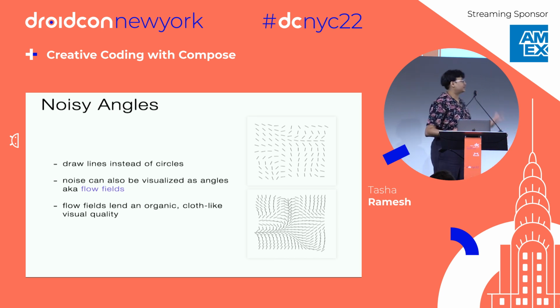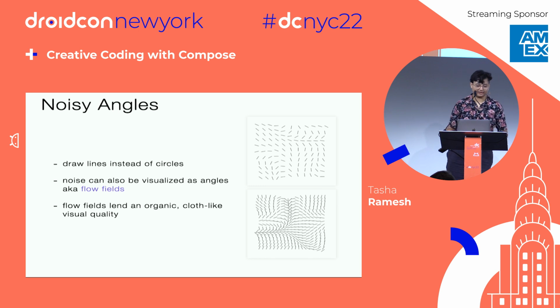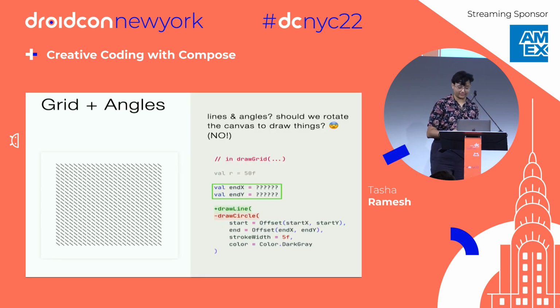If we took our dot and instead of a dot, drew a line and oriented that line at a particular angle depending on its noise value, we would get something that looks a bit like a fluid, flowy, magnetic field type thing. These patterns are called flow fields, and they're basically a representation of noise where you slant your line at a particular angle depending on the noise value for that line. And again, when you tweak the qualities of the lines that you're drawing, flow fields can lend a very organic, cloth-like visual quality, and are reminiscent of magnetic fields when you have iron filings around them.